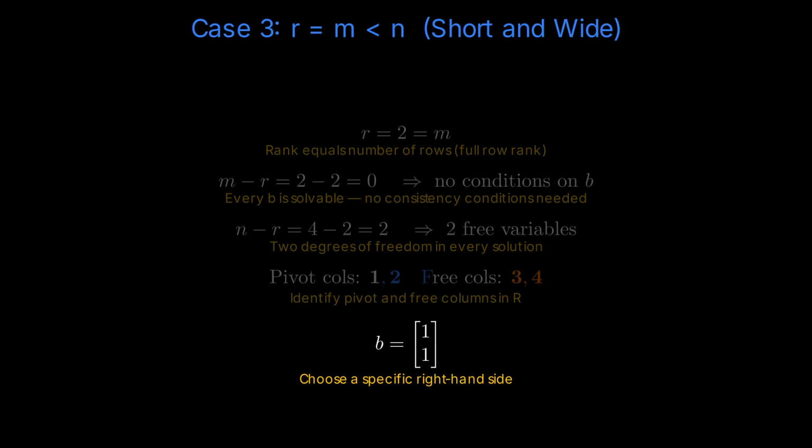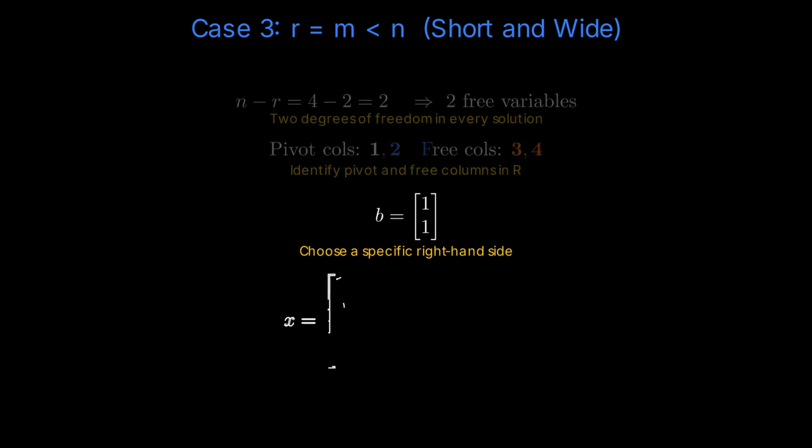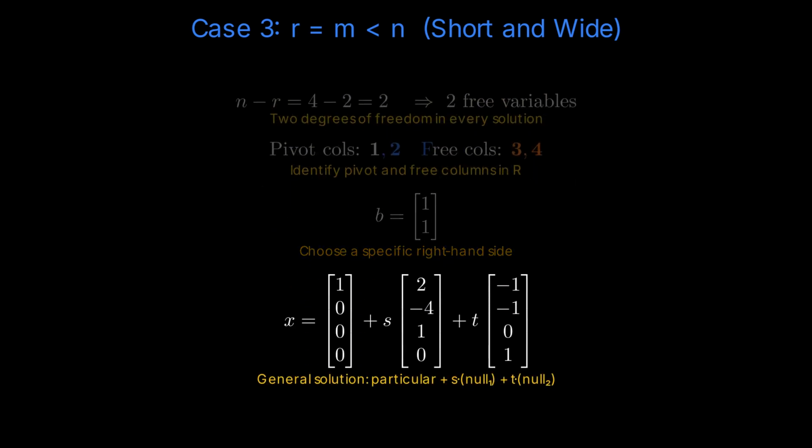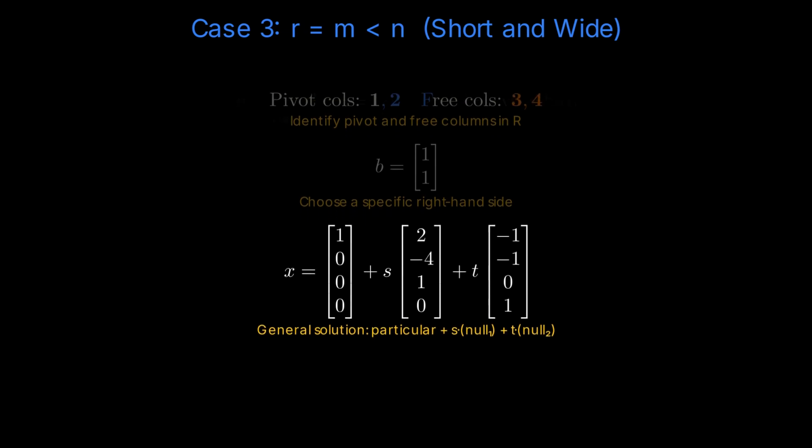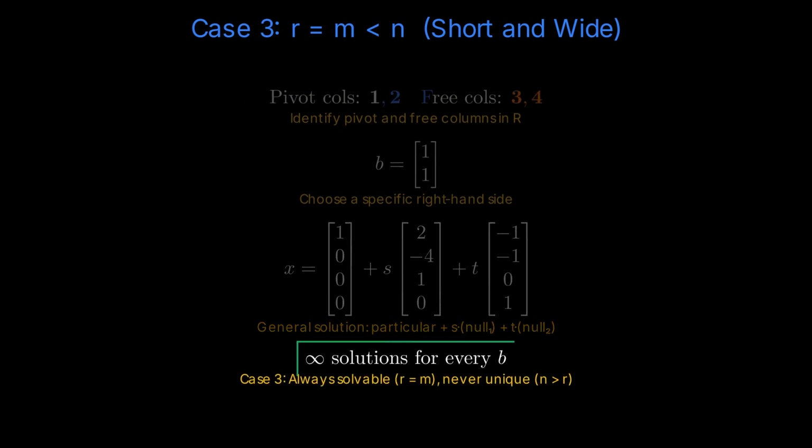For b equals 1, 1, the general solution is x equals 1, 0, 0, 0, plus s times 2, negative 4, 1, 0, plus t times negative 1, negative 1, 0, 1. We have two free parameters, s and t, giving infinitely many solutions. The key takeaway for this case: the system is always solvable, but never unique.